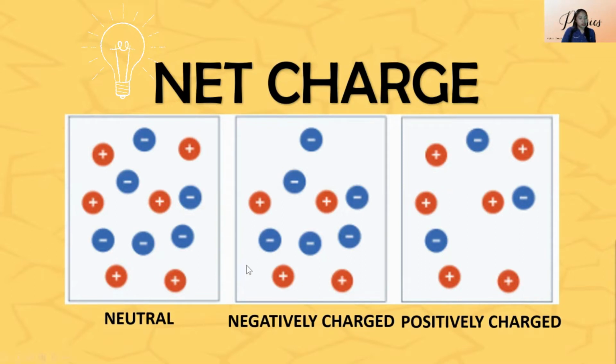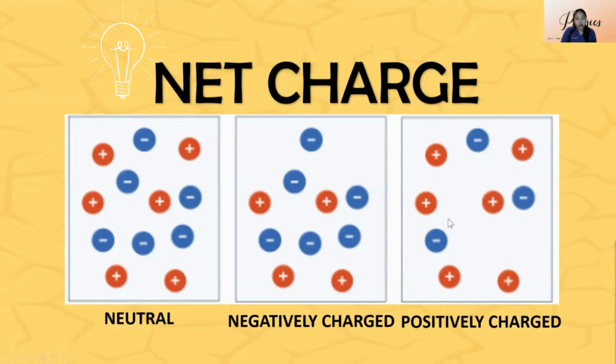Now, when the object is negatively charged, that means that it has more electrons compared to protons. As we see in the illustration, we have here 6 electrons and we have 4 protons. Now, for a positively charged object, we have more protons than electrons. As we see here, there are 6 protons and we have 3 electrons.